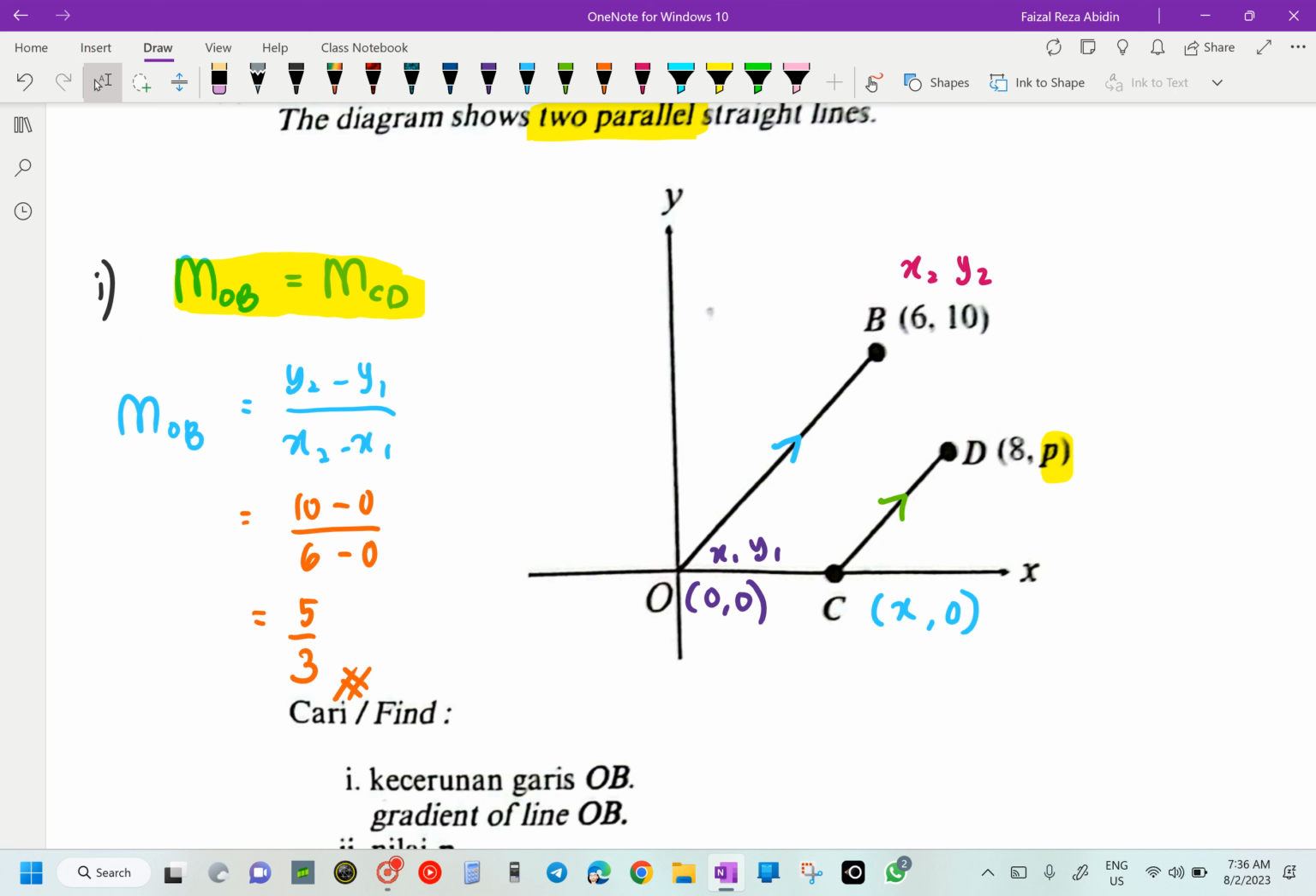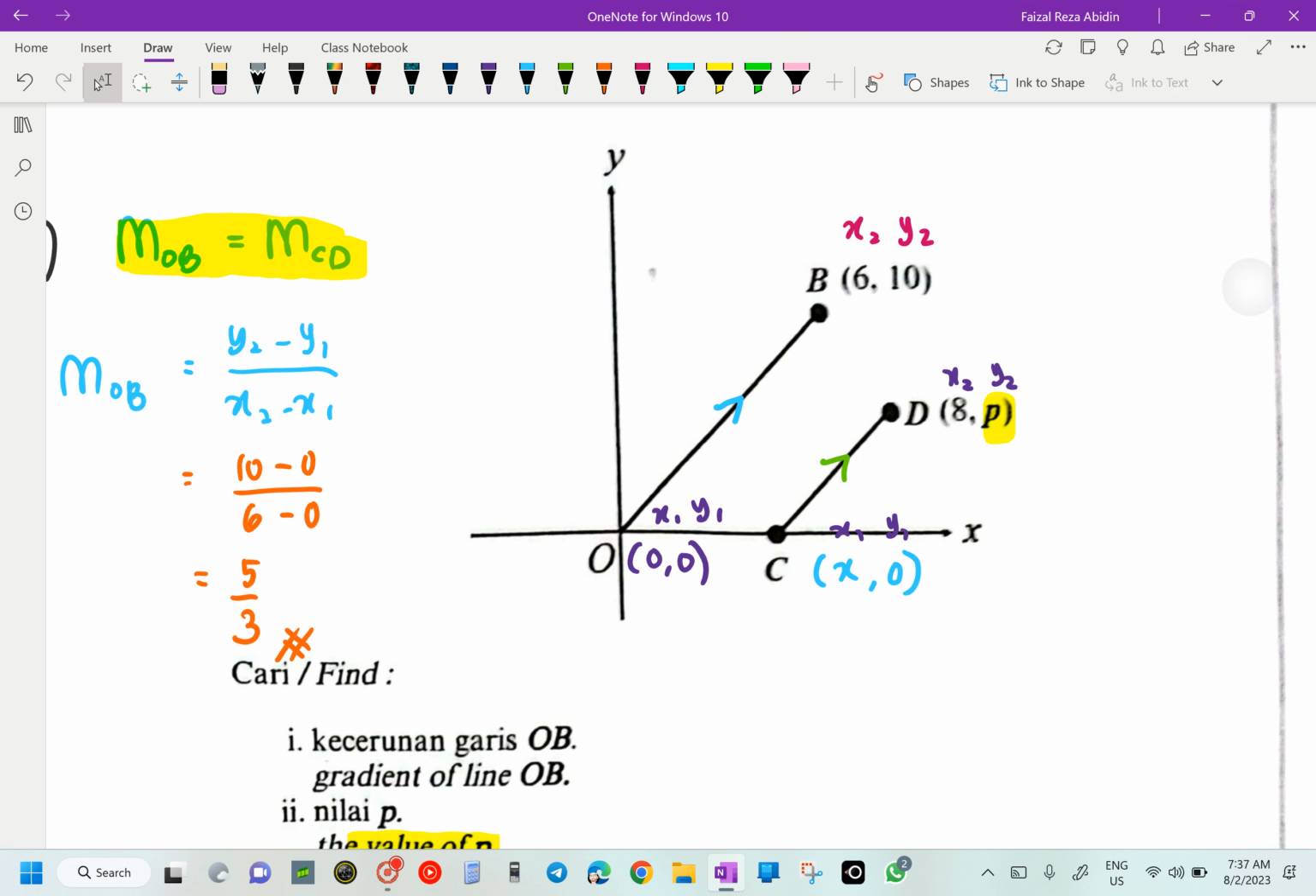Okay, so if you look over here, I'm going to take this one as my x1, y1, x2, y2. So the gradient of CD, you are going to have y2, P, minus y1, 0, over x2, 8, minus x1 is x. Am I right? Okay. So you already know the gradient of CD. Which one is your gradient of CD? It is equal to the gradient of OB, which is 5 over 3. So I just substitute over here.